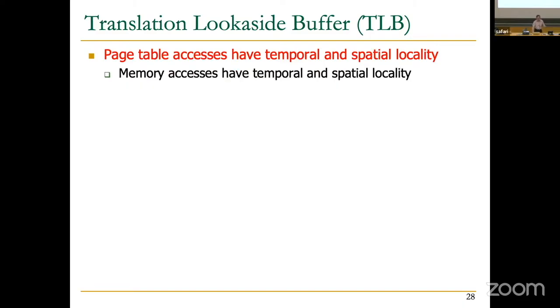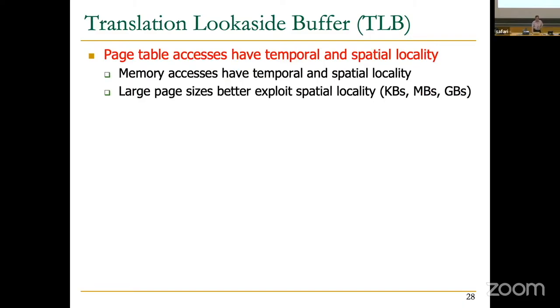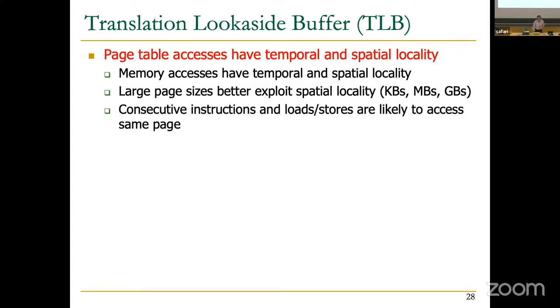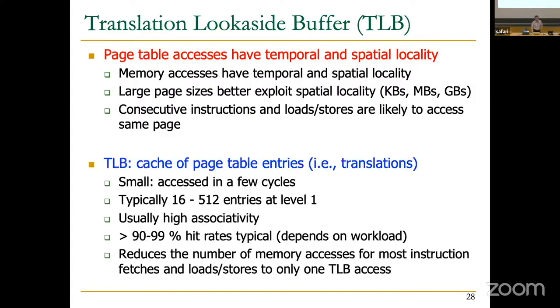Okay, so this is the reason basically, because memory accesses have temporal and spatial locality. And large page sizes clearly exploit spatial locality better, just like we saw in caches, large block sizes. Remember that picture that I showed you yesterday? Page is equivalent to block. Essentially, if you have a gigabyte page and if you have very good spatial locality, your TLB hits most of the time, right? Okay, and consecutive instruction and loads and stores are likely to access the same page. We already discussed this. So TLB is a cache of page table entries, in other words, translations.